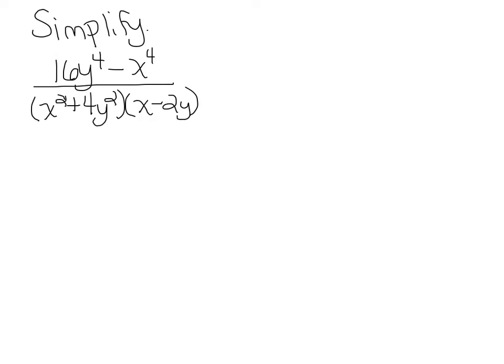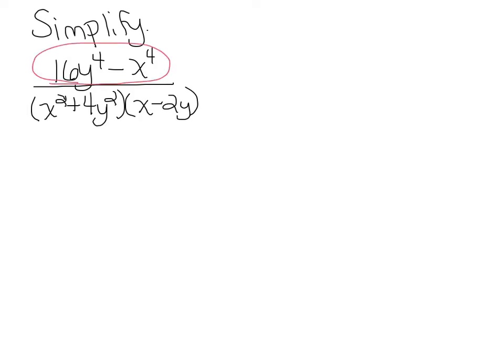In this example, we're going to simplify a rational expression. The first step in simplifying any rational expression is to factor anything that can possibly be factored. In my rational expression, the only thing that can be factored is my numerator.